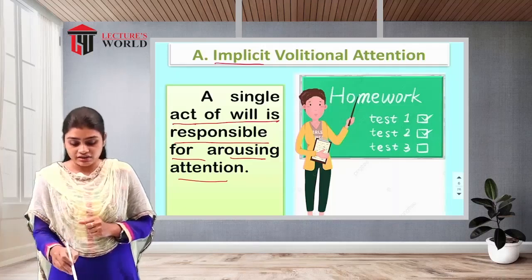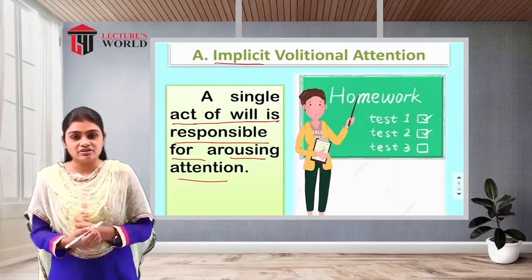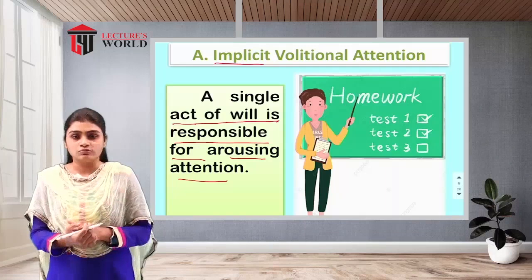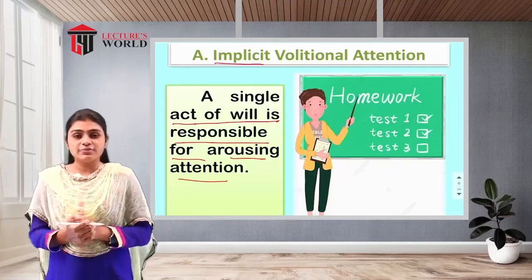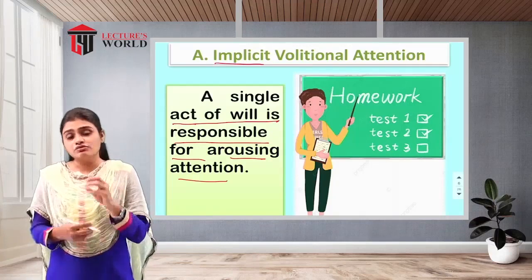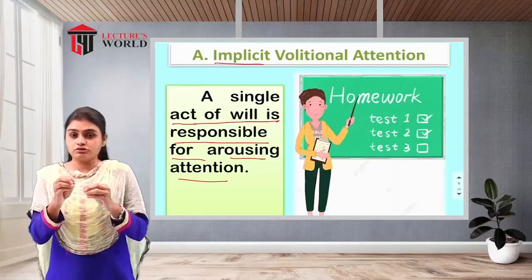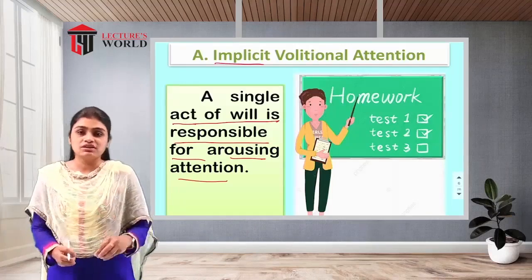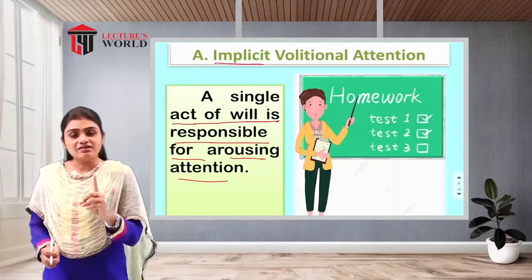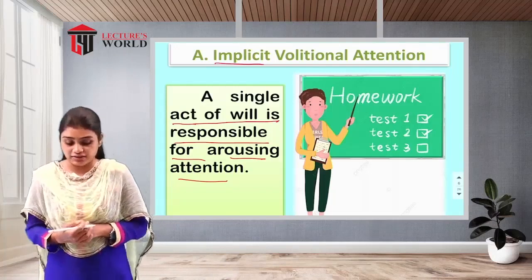Here, as we have seen in our previous example, the teacher has given this homework to the individual, and now the student has to complete it. So that is called your implicit volitional attention. There is only one will, which is not to get punishment from the teacher. To get rid of this punishment, the student is going to complete this assignment by their own wish. So only one act and one wish will be there. That is called your implicit volitional attention.